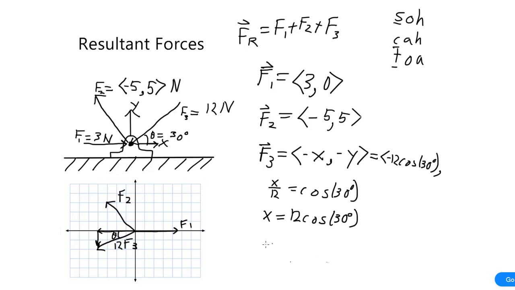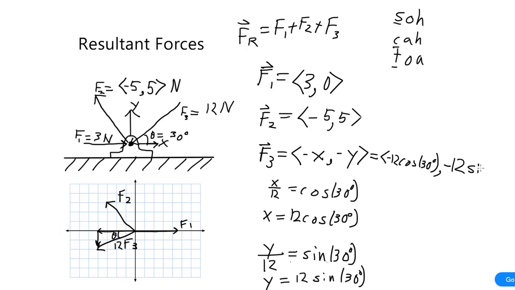Now what happens when we do the y? The y direction is going to be the opposite side. So y over 12 is going to equal sine of 30 degrees, because it's the opposite side. If we rewrite this, we get y equals 12 sine of 30 degrees. In the end, we get negative y, so it's negative 12 sine of 30 degrees.